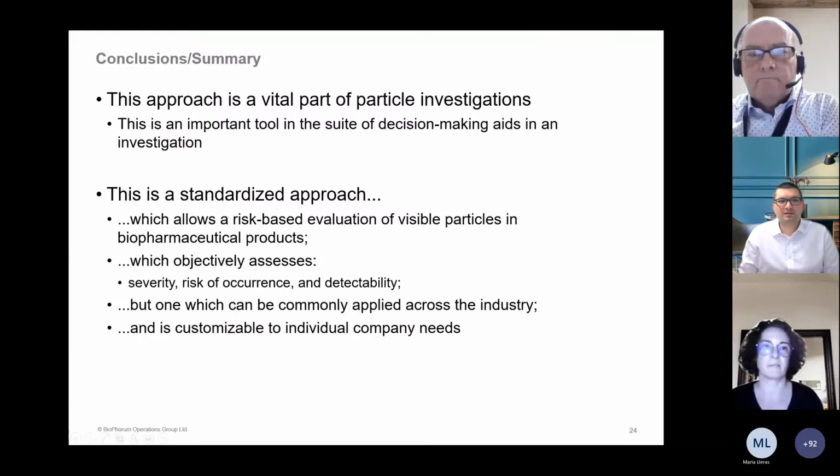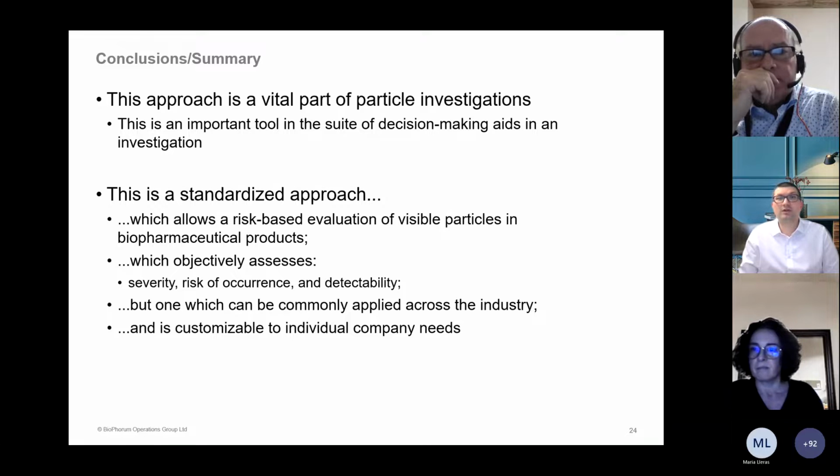To sum it up, again, we can only repeat, it is a very, very helpful tool, and it's a vital part of particle investigations. This is something that you can use in a standardized manner going forward whenever you have particles that you need to assess. This methodology is based on current knowledge and has been tested a lot already in the industry. In the design phase, it was also tested a lot, and it was also verified by additional medical experts.